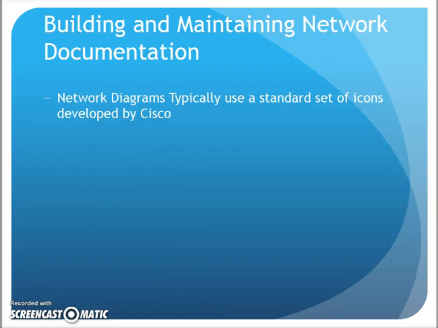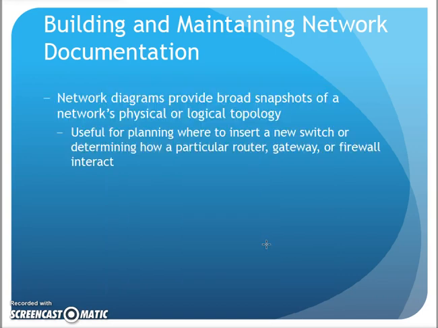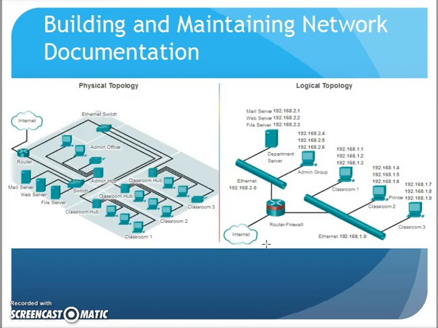Network diagrams typically use a standard set of icons developed by Cisco years ago. These kinds of icons, this is the diagram, it's in a book. If I use these icons, most people around the globe in IT recognize these icons and know what they are. So we typically go with those icons. Network diagrams provide a broad snapshot of my network's physical and logical topology. This helps me for planning. If I need to put a new switch in or replace a switch or firewall, whatever, this gives me a starting point, or a conversation point, so that I know what I'm working on.